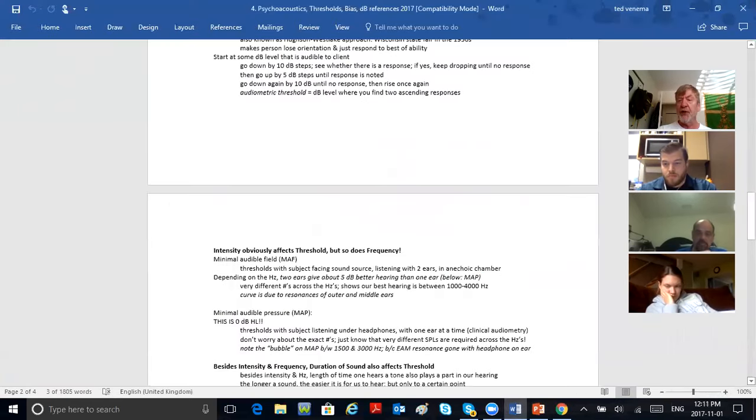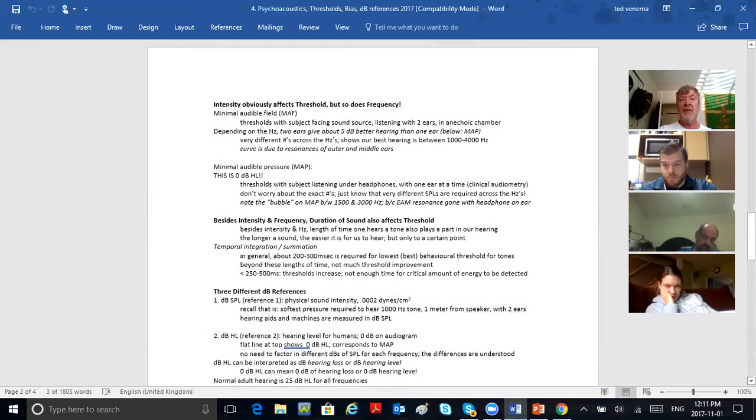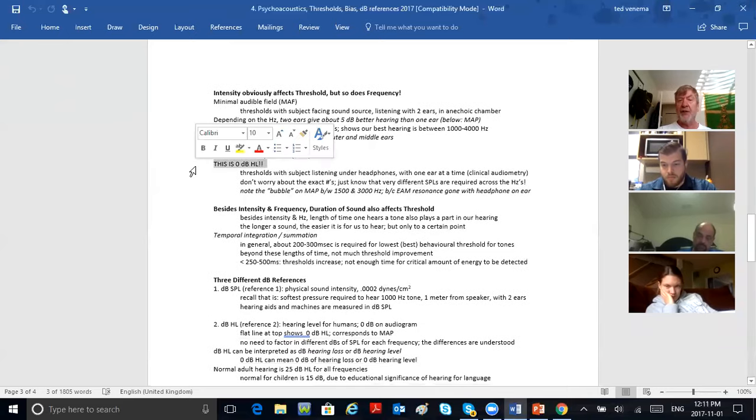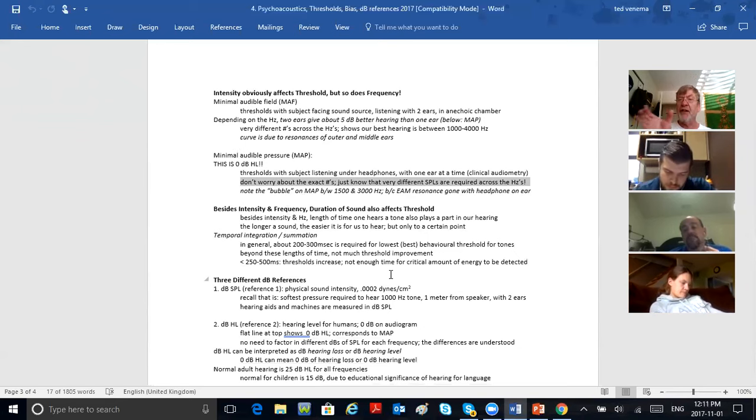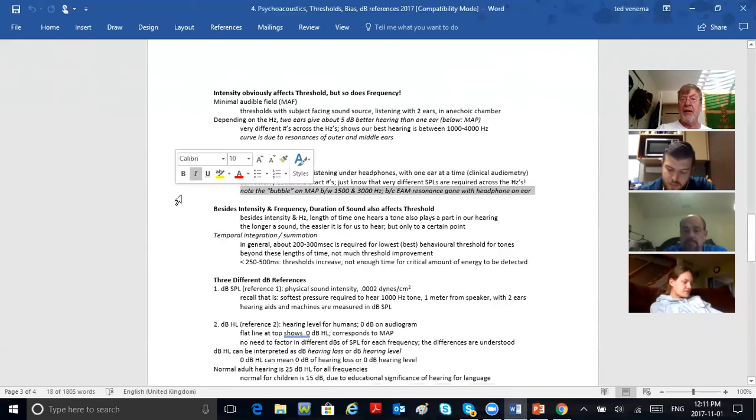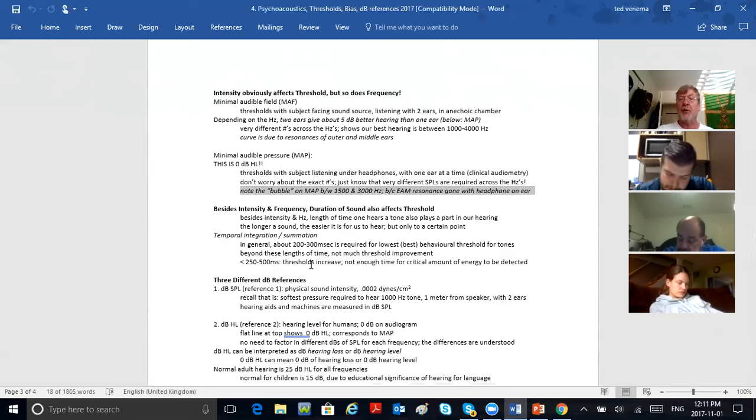Let's follow this in our notes now. Work on down. MAP at the top, all explained. Here you go. This is 0 dBHL. Okay? Thresholds with subject listening under headphones with one ear at a time. Clinical audiometry. Don't worry about the exact numbers. I don't even know them. Okay? Who cares? You just need to know the basic concept that we have uneven hearing sensitivity across the frequencies. And I said note the bubble on MAP between 1500 and 3000 hertz. That's because external auditory meatus ear canal resonance is gone with a headphone stuck in your ear. Okay.